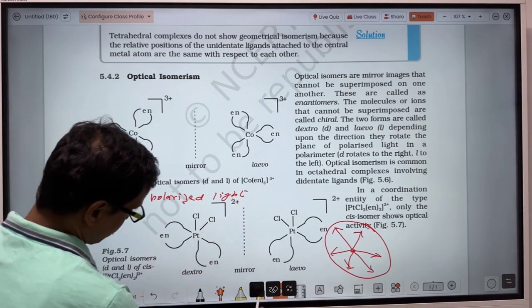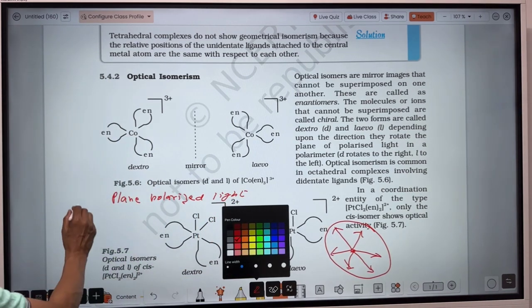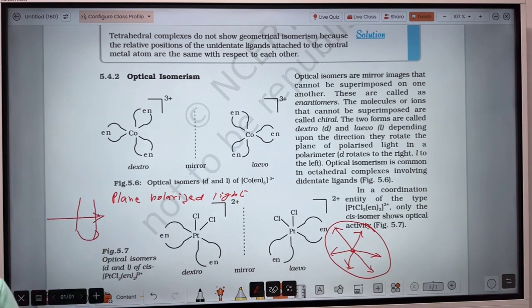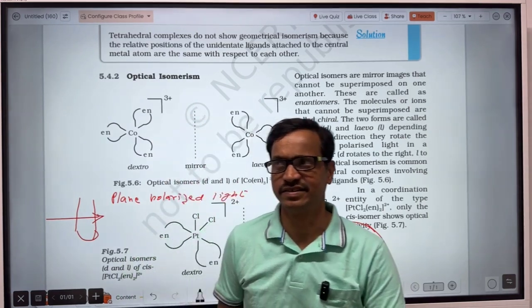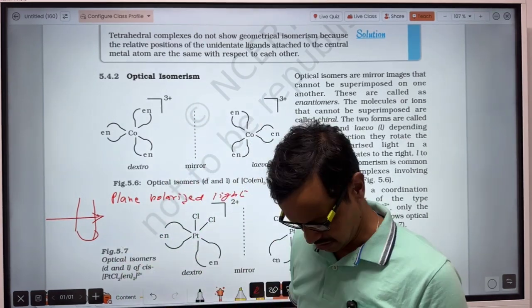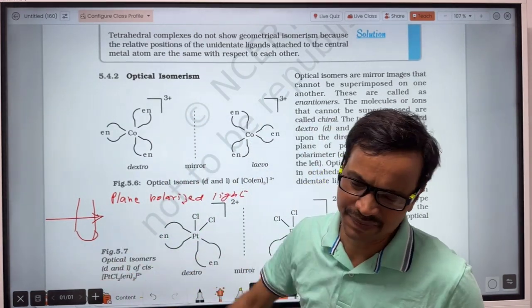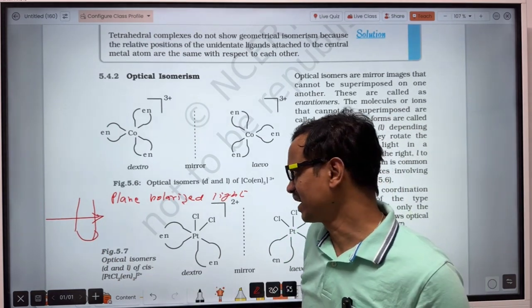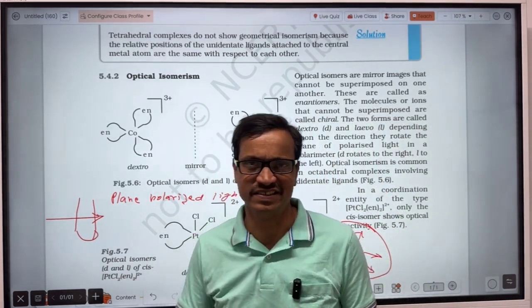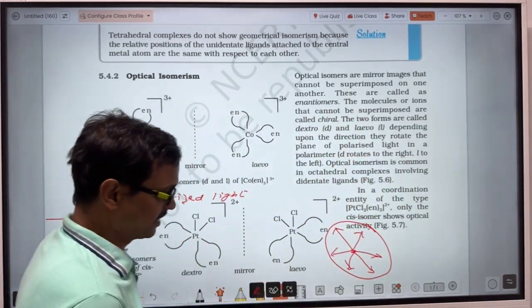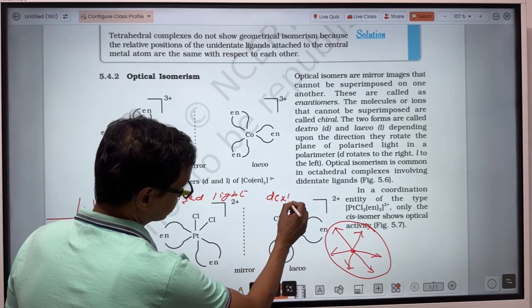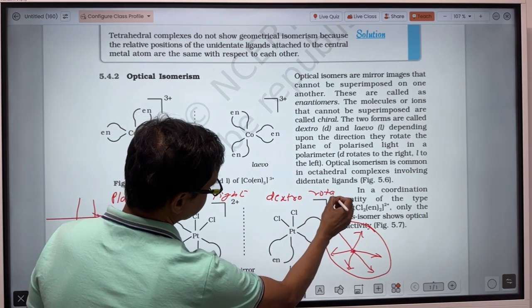Okay. Now there is a compound, and if the plane polarized light passes through the solution or through the compound, or through vapor, and the plane polarized light bends towards the right, then the compound will be called a dextrorotatory compound. Dextrorotatory.